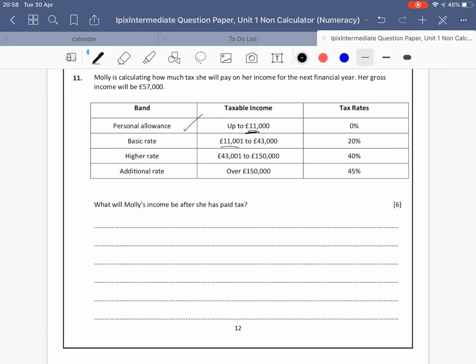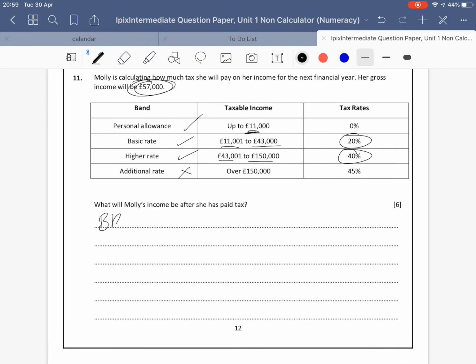The basic rate, from 11,000 to 43,000, is at 20%, and then the higher rate is from 43,000 to 150,000 at 40%. She's not in the additional rate, so we only need these three. She doesn't pay any tax on the 11,000, so we don't need to calculate anything there, because we're calculating how much tax she pays. Then the basic rate: she earns 57, remember? So all of the money between 11 and 43, she's going to pay 20%.